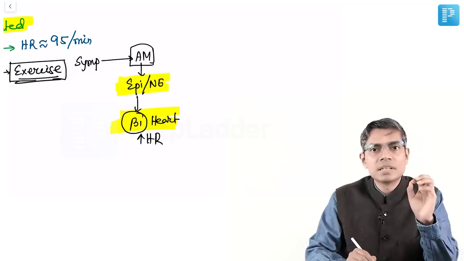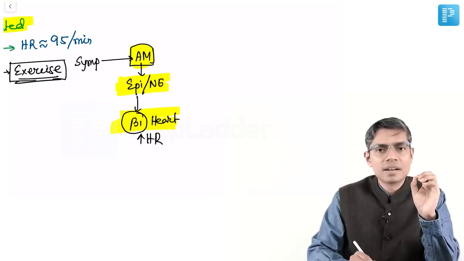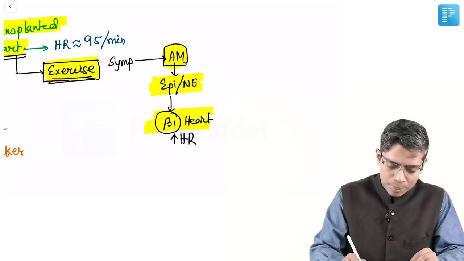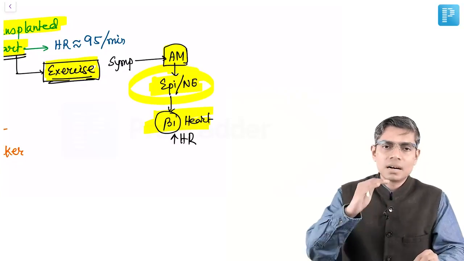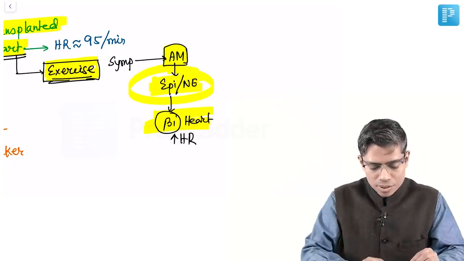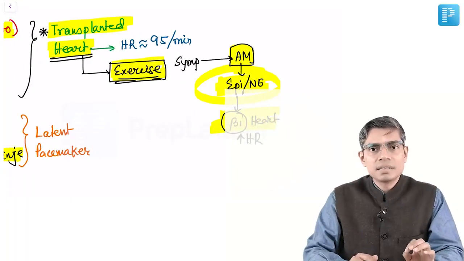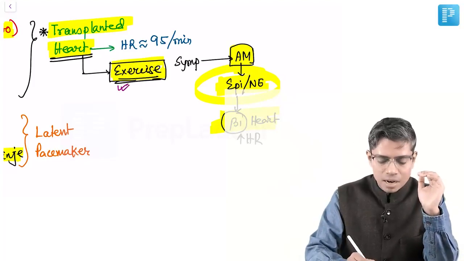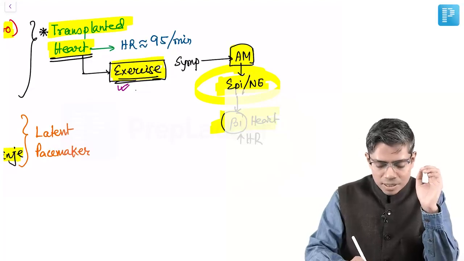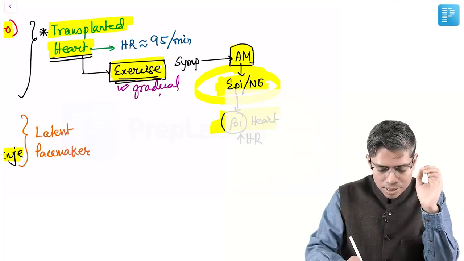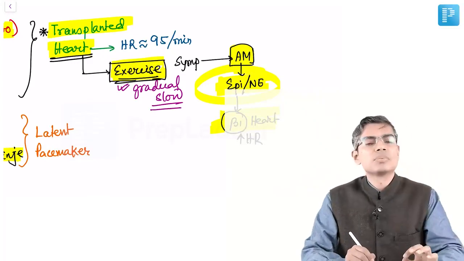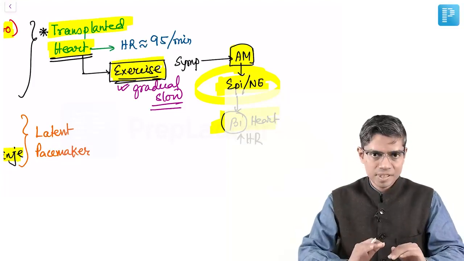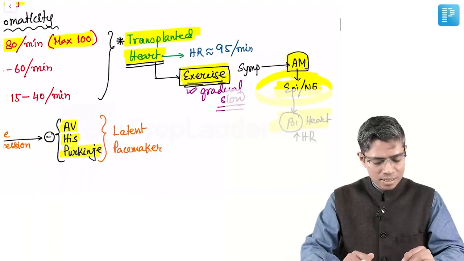And where is this circulating epinephrine and norepinephrine coming from? This is coming from the adrenal medulla. So whenever a person with a transplanted heart is doing exercise, first this epinephrine and norepinephrine has to rise, and then the heart rate will rise gradually. That's why it is said that heart rate during exercise will be raised in a transplanted heart also, but this rise of heart rate will be gradual and slow, not like that of the normal person where heart rate rises immediately and to a very high level. Getting my point? So this point you have to remember about transplanted heart, right?